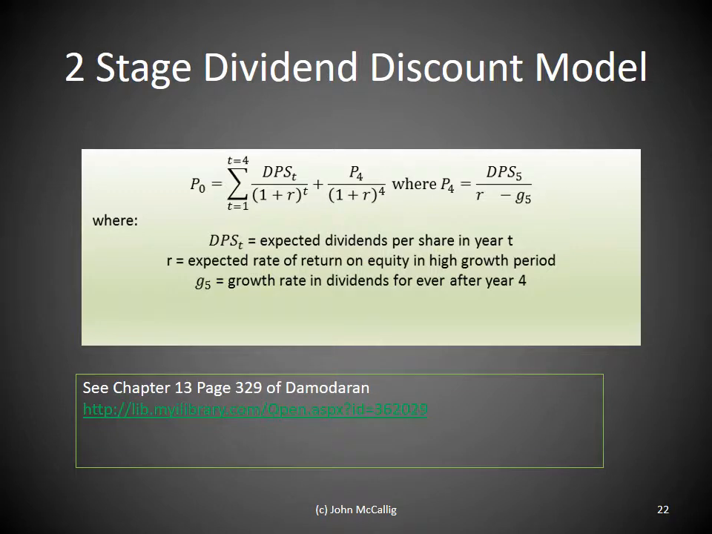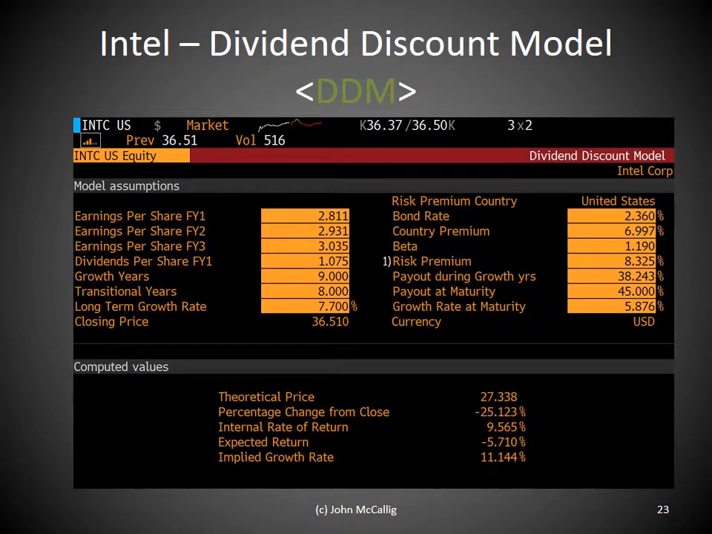We can also use a two-stage dividend discount model. This allows you to vary the growth rate. You can assume that the dividends grow for a certain period of time at a certain rate, and then they grow at a different rate for a second period of time. And there are all sorts of variations on that model. That particular formula is from Damodaran, if you want to look up his derivation of that.